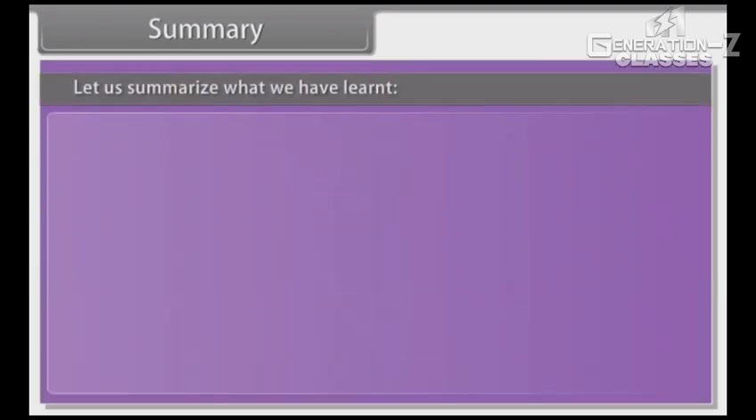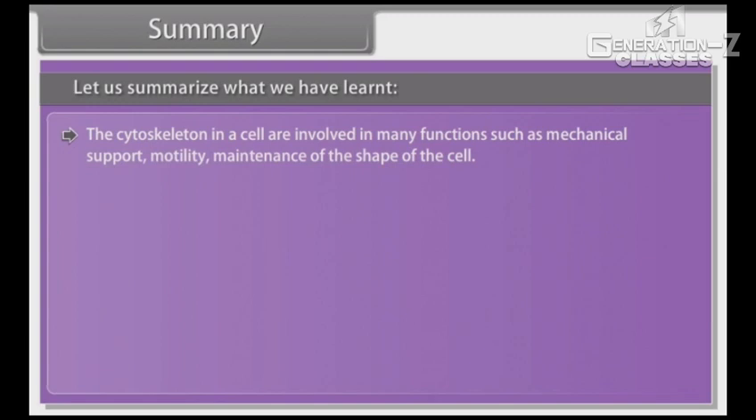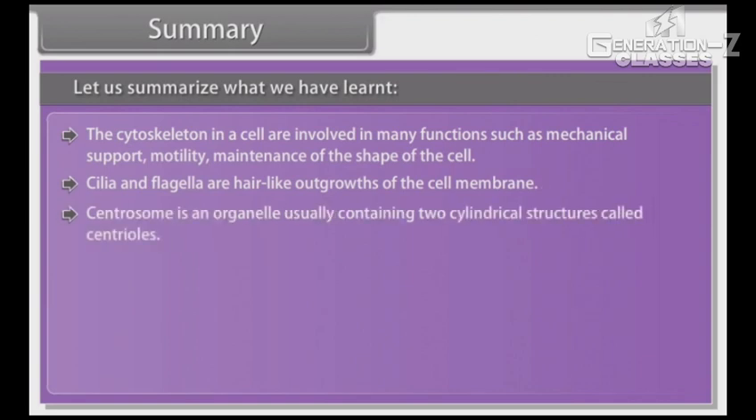Summary. Let us summarize what we have learned. The cytoskeleton in a cell is involved in many functions such as mechanical support, motility, maintenance of the shape of the cell. Cilia and flagella are hair-like outgrowths of the cell membrane. Centrosome is an organelle usually containing two cylindrical structures called centrioles.